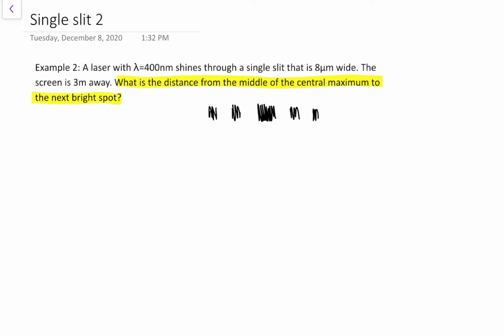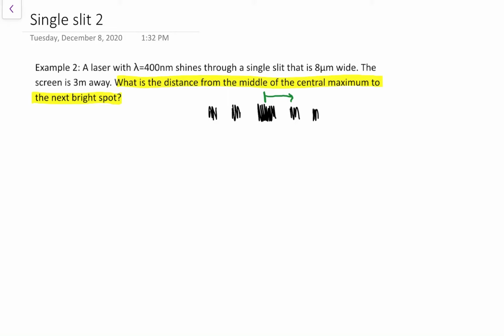If I could draw better with an Apple pencil, those outer ones should get dimmer as we move away from the central maximum. This question wants to know what's the distance from the middle of the central maximum all the way out to the middle of the next bright spot. There's a couple ways to get this.